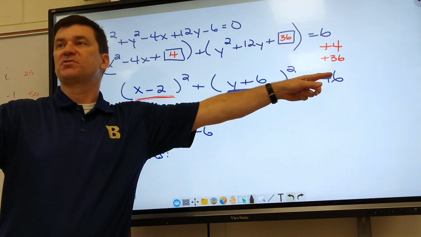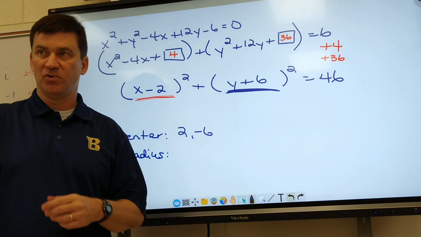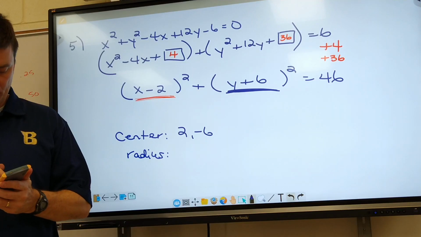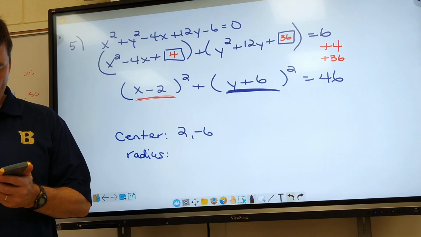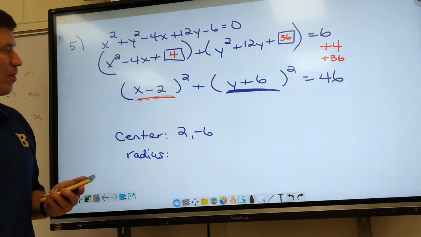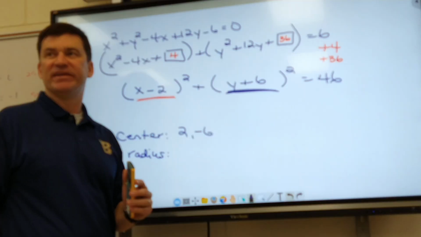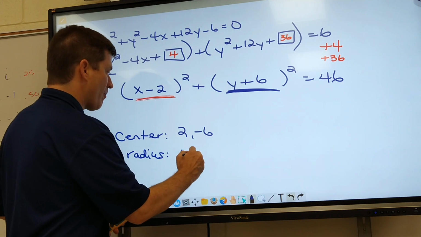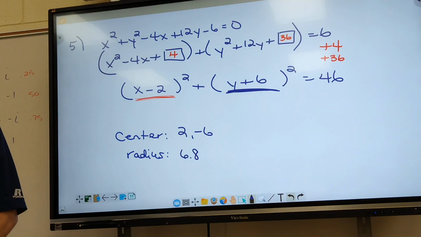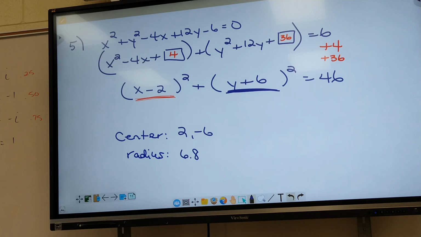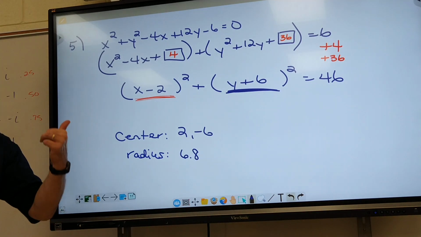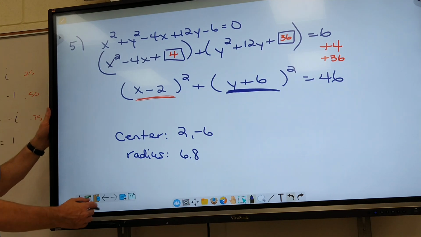Take the square root of 46 on your calculator and make it a decimal. Do it. 6.8. That's what it says. I got 6.8. All right, so we can do that. It's not bad. Let's go to 6.